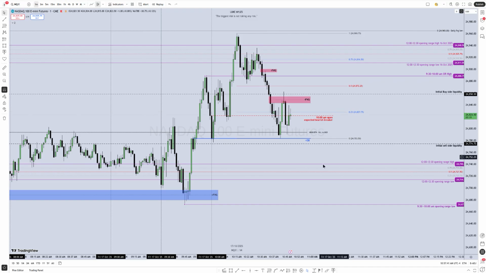And looking into my trading, what am I missing here? I don't have a first presentation fair value gap marked. I have 9:30 open, 9:31, 9:32. I have a volume imbalance here and a fair value gap. So this is my first presentation.